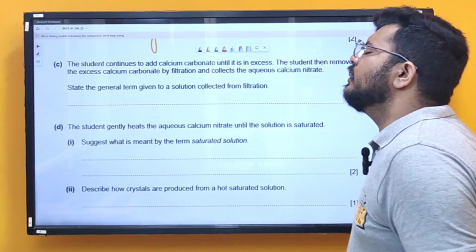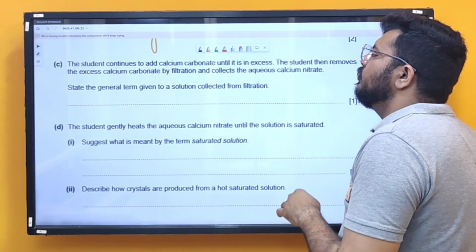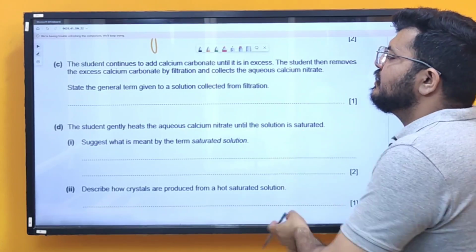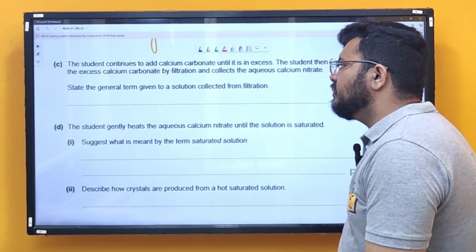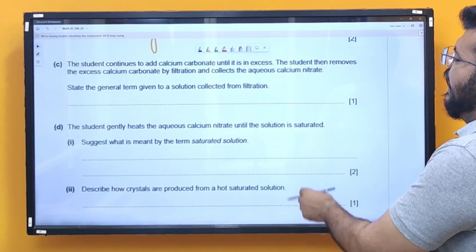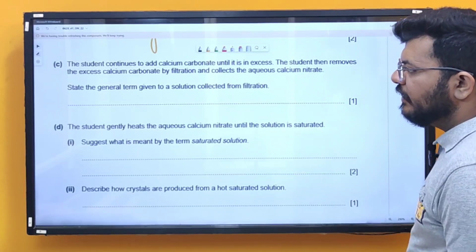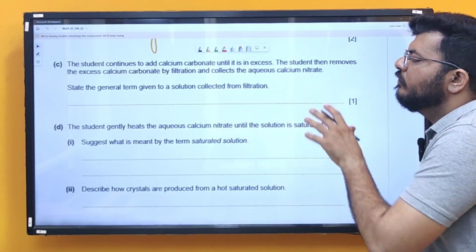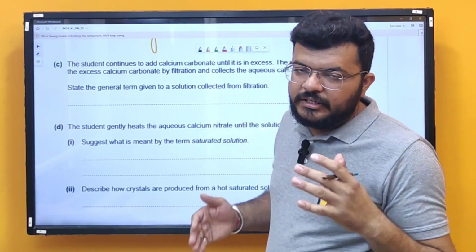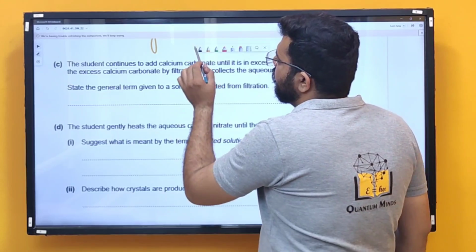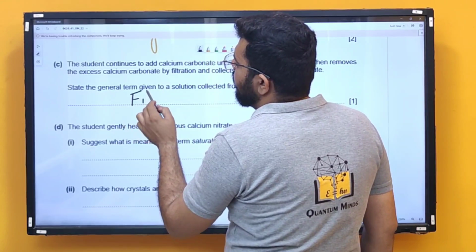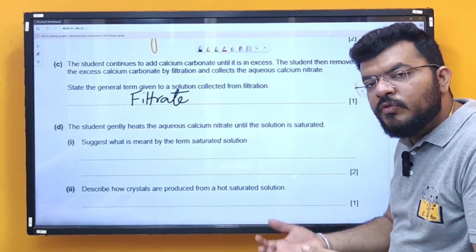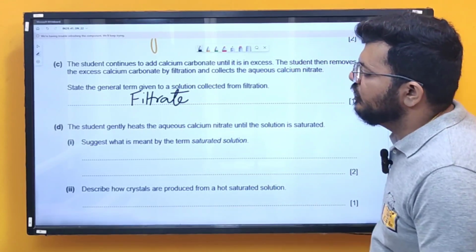Then we have the student continues to add calcium carbonate until it is in excess. Student then removes the excess calcium carbonate by filtration and collects the aqueous calcium nitrate. State the general term given to solution collected from filtration. So if it's solution collected from filtration, it is known as filtrate, right? If it was the removed part, it is known as residue.